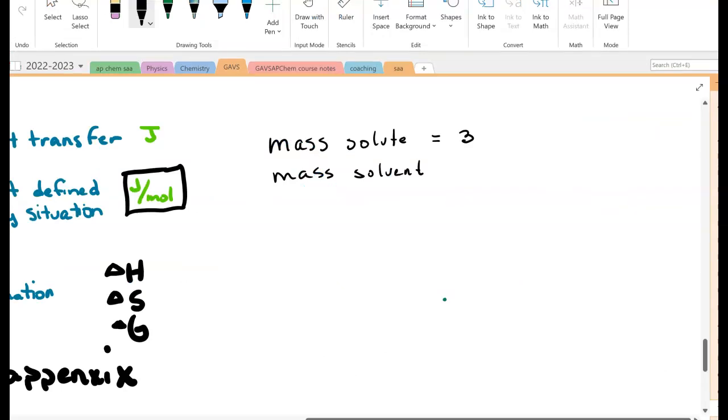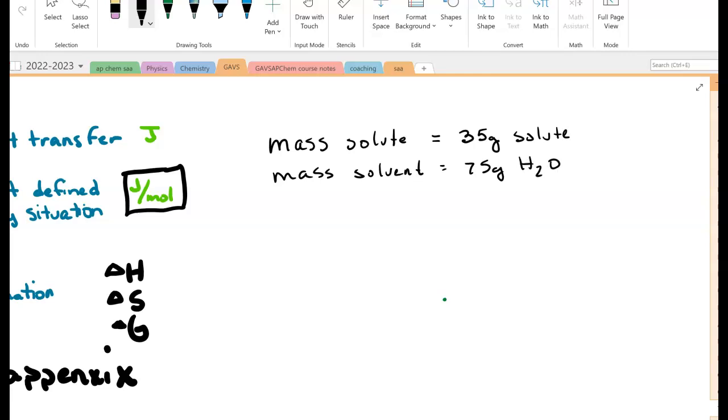Let's say we're going to dissolve 35 grams of some solute, and let's put it in 75 grams of water, and we're going to make a solution, and we're going to have a temperature change, and that would be final temperature minus initial temperature. Okay, let's say we started at 25 degrees Celsius and it wound up at 35 degrees Celsius. That difference would give us a 10-degree temperature change. So those are some of the variables that we start with.